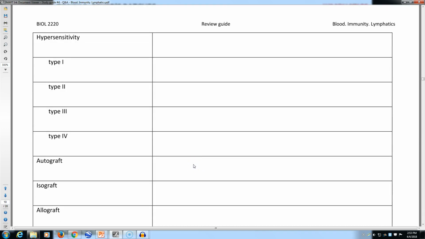Hypersensitivities. Mechanism. We can review them now. So in hypersensitivity type 1, what happens? Which antibodies mediate type 1 hypersensitivity? IgE. Is it fast?